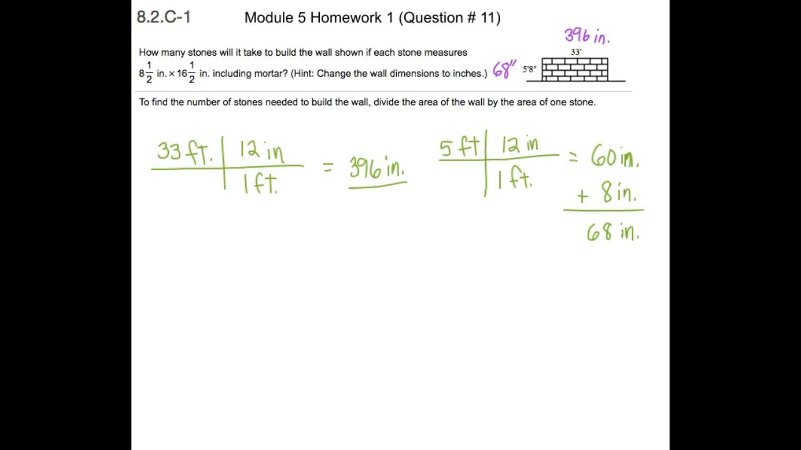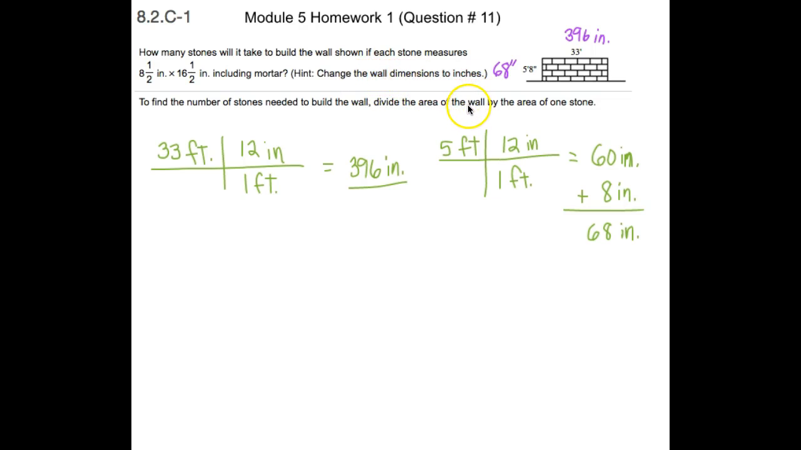Hi, Mrs. Williams here, and this is from the Module 5 Homework 1, number 11, from 8.2.C-1. It says, how many stones will it take to build the wall shown if each stone measures 8.5 inches by 16.5 inches, including mortar? Hint, change the wall dimensions to inches.